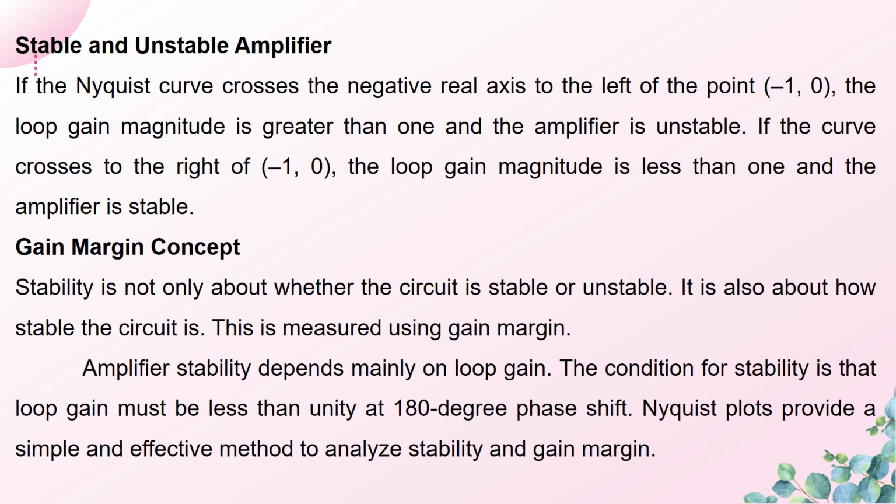So amplifier stability depends mainly on loop gain, and the condition for stability is that loop gain must be less than unity at 180-degree phase shift. And the Nyquist plot provides a simple and effective method to analyze the stability and also the gain margin.